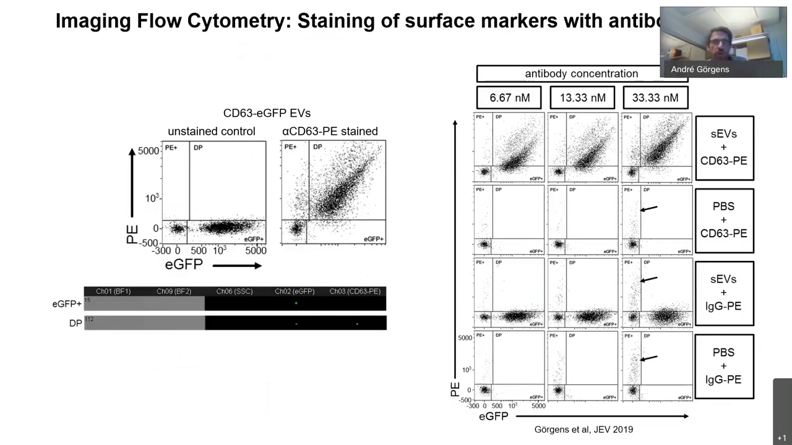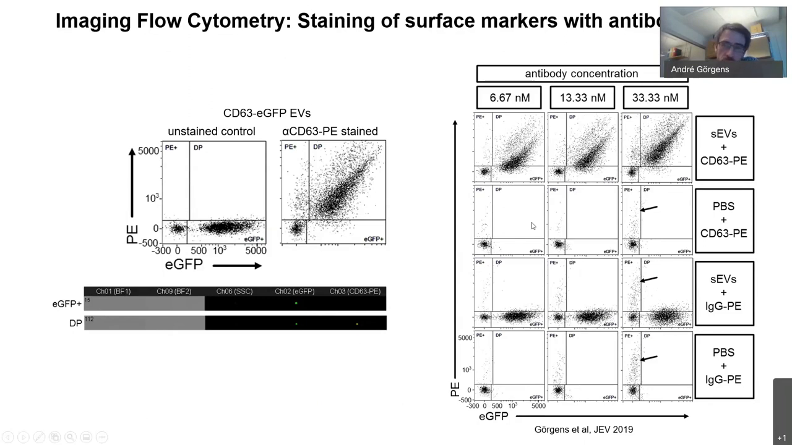Something that is, of course, of high interest generally is using antibodies for staining EVs and EV subsets. Just briefly mentioning that in this case, we again used the GFP EVs and CD63 PE antibodies to see if we actually can label them, and it works quite nicely. It's dependent on the antibody concentration, of course. You see some different concentrations of antibodies on the right side.